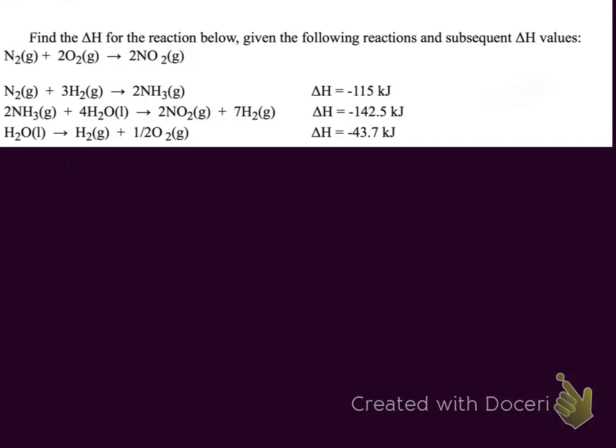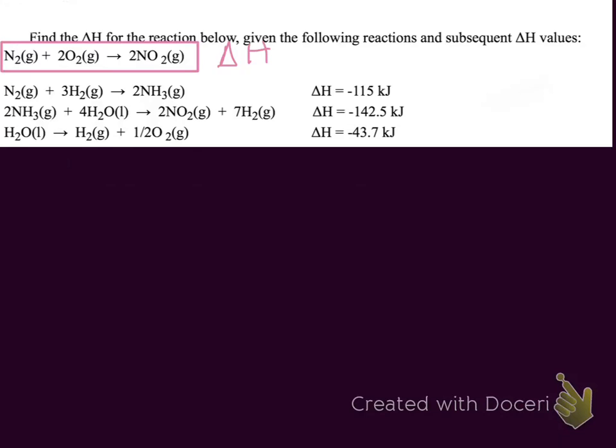Alright, so I have a series of problems here. If we remember, Hess's Law basically says that we're going to take an unknown reaction, one that we aren't sure of a delta H or an enthalpy value for, and we'll use a series of reactions that we do know. So if we look at this problem, we are looking for the delta H for this reaction right here. I'll highlight it. So that's the overall reaction, and we want to solve for the delta H value for this reaction. So that's what we're looking for.